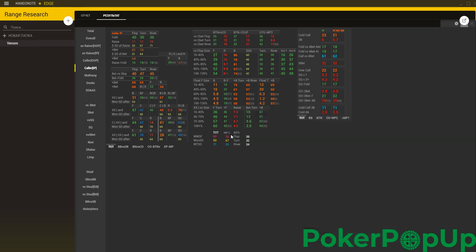Showdowns, total, and in single raised pots as caller. And we also have a preflop block, just like in the out of position pop-up. But here we have those positions big blind versus small blind, button, cutoff versus MP2, and everything above MP1 if we play full ring.